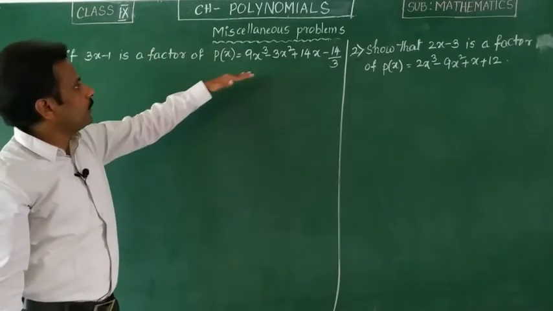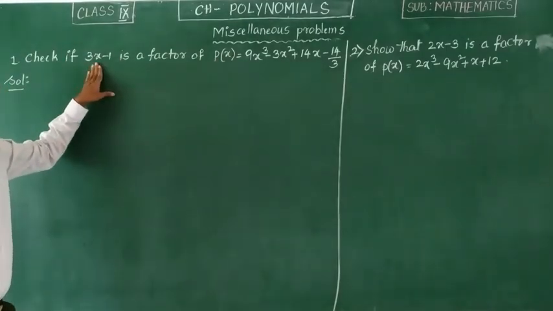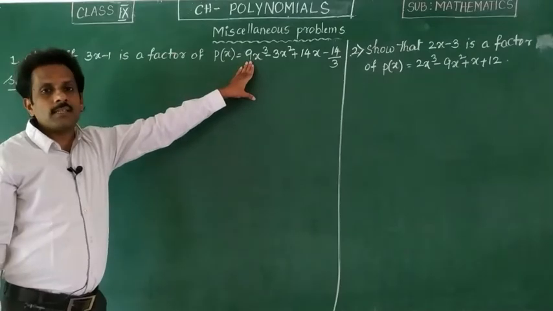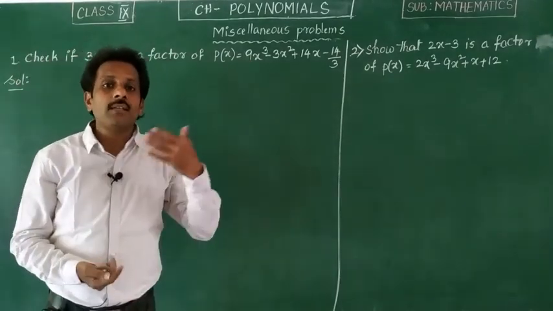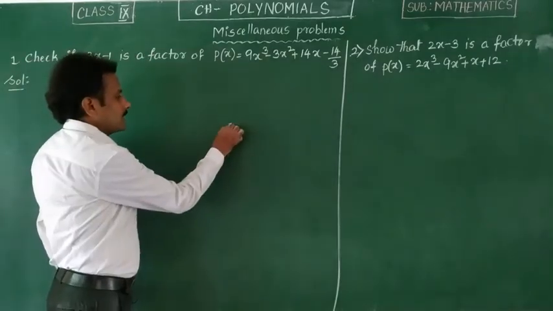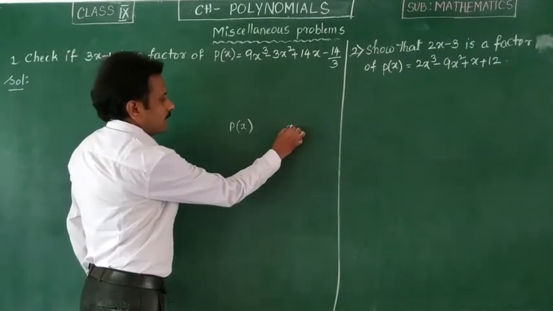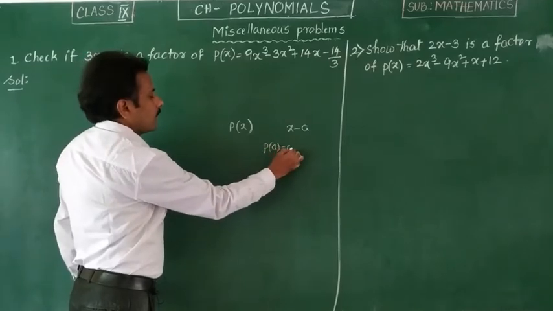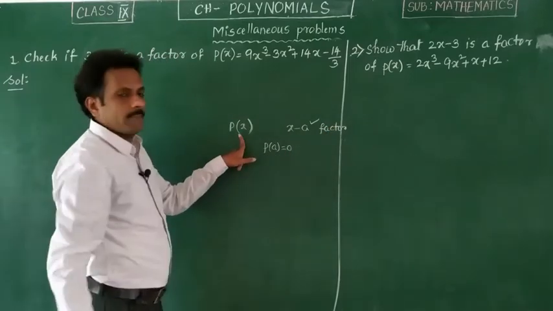So here you observe carefully, p of x polynomial is given and the divisor is given, that is 3x minus 1. So it is asked whether g of x is a factor of p of x or not. So here once you need to recall the factor theorem children. What is factor theorem? If p of x is a polynomial, when it is divided by x minus a, if p of a equals to 0, then x minus a is called factor of p of x.